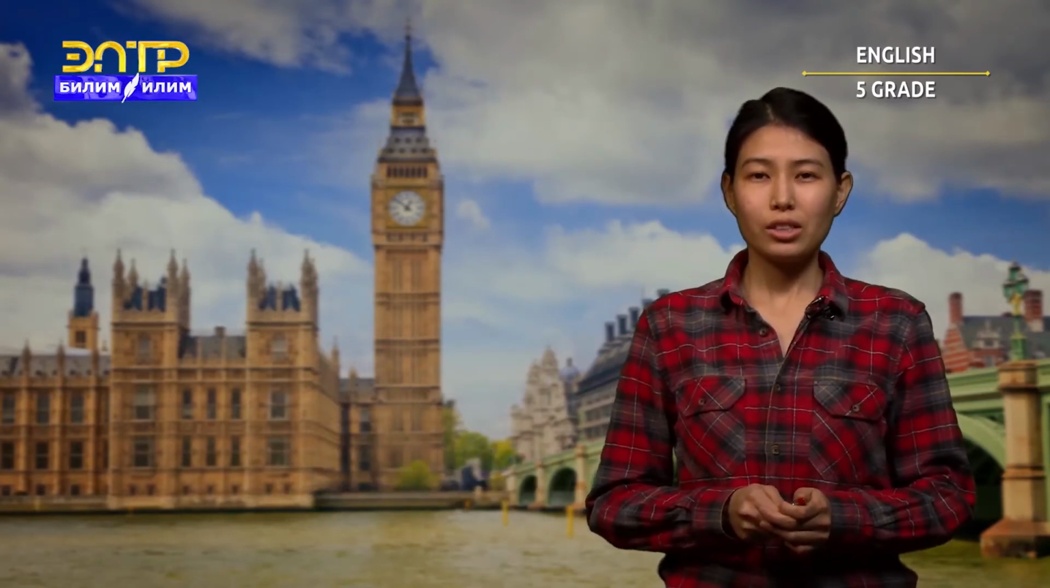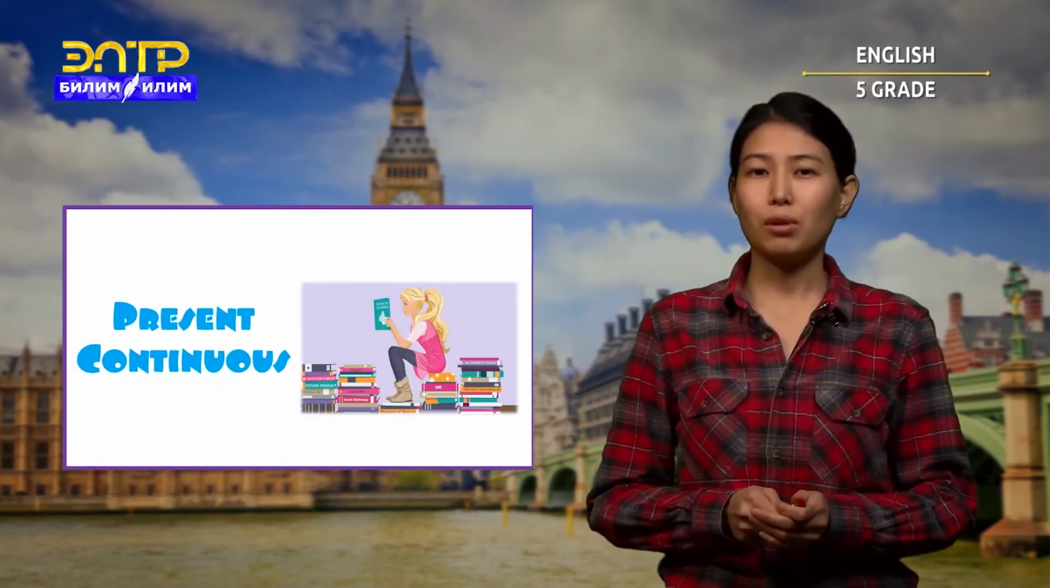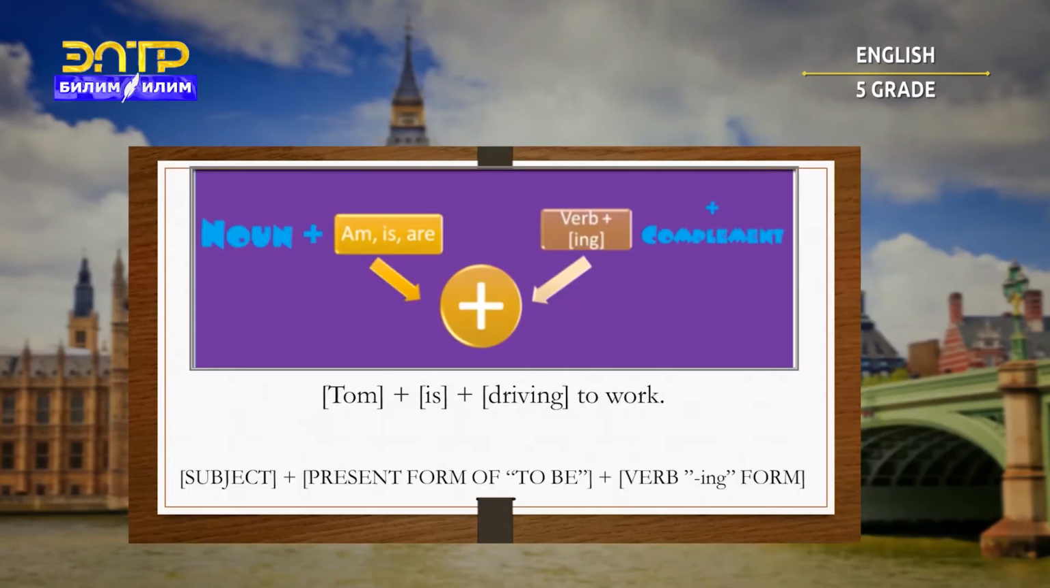Today we're going to continue learning the present continuous tense and its positive and negative forms. The present continuous is a verb tense which is used to show that an ongoing action is happening now, either at the moment of speech or to show that an action is going to take place in the near future.